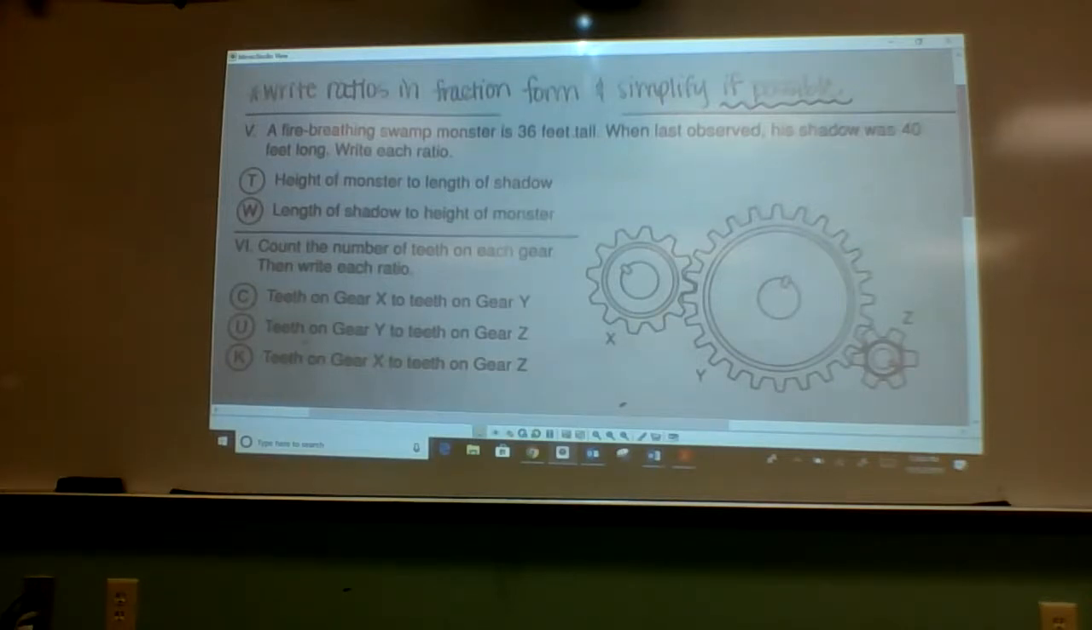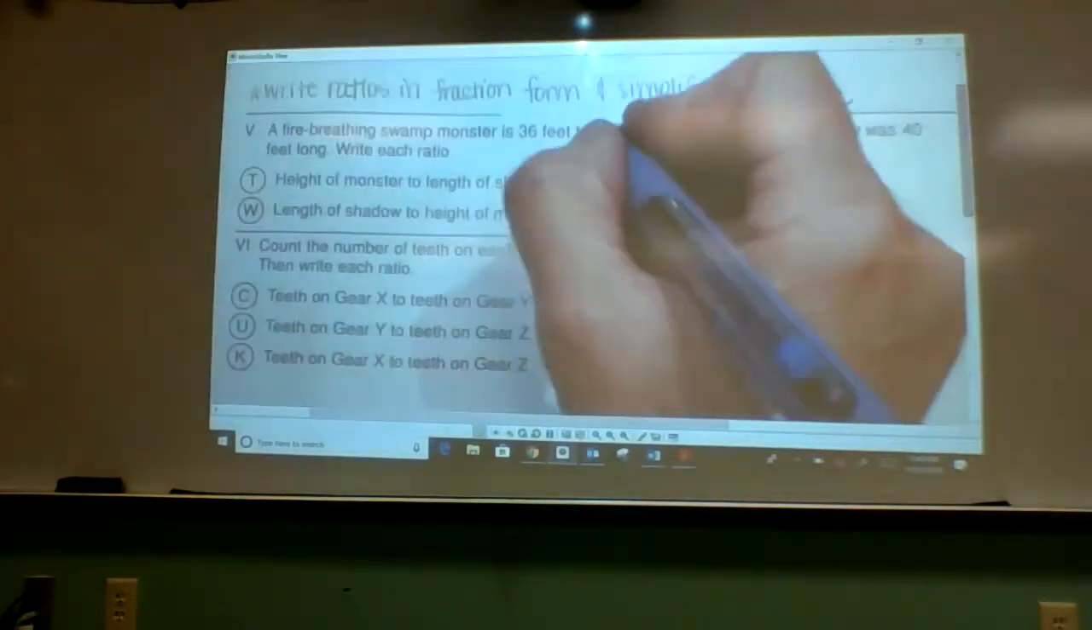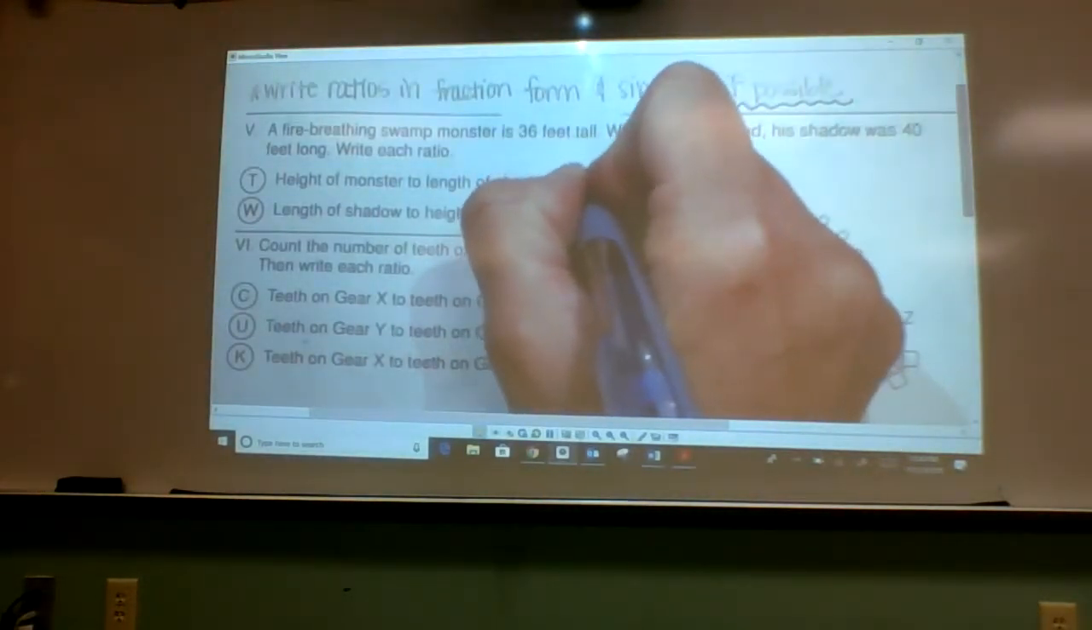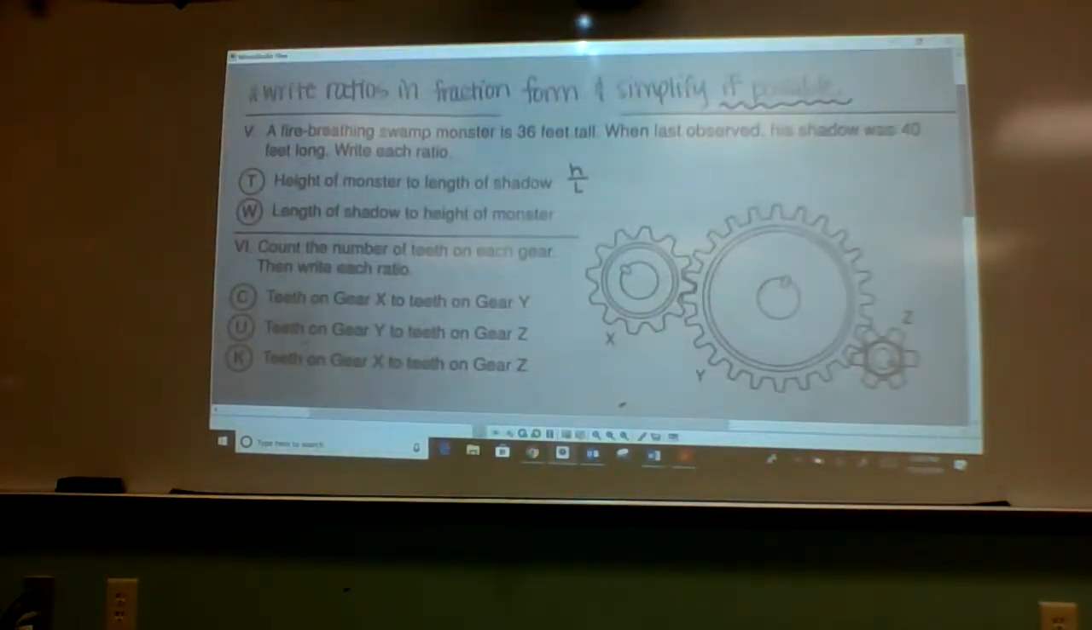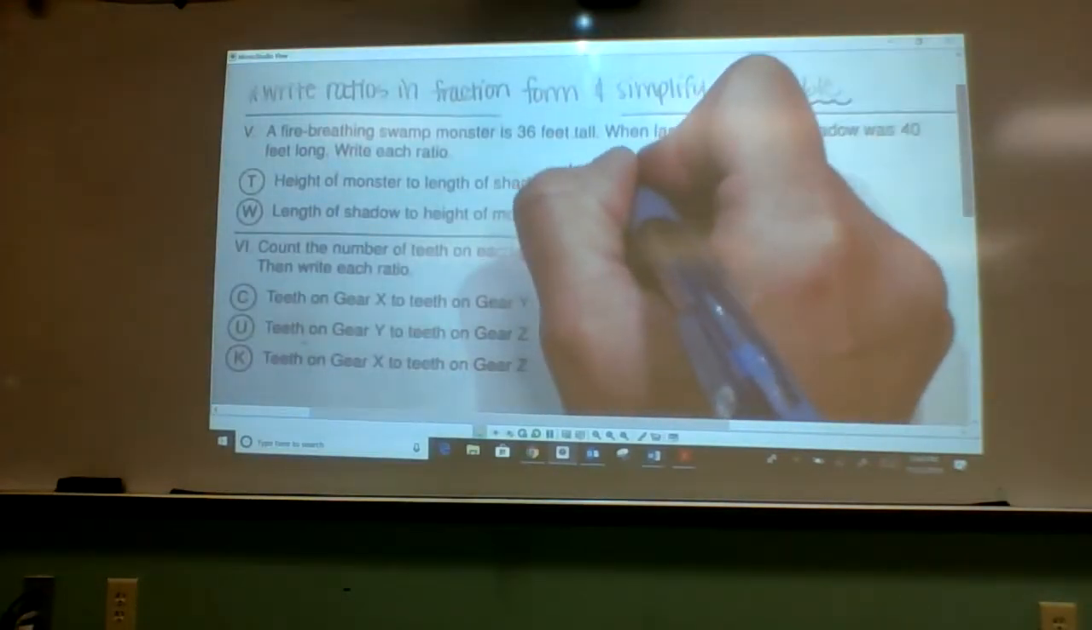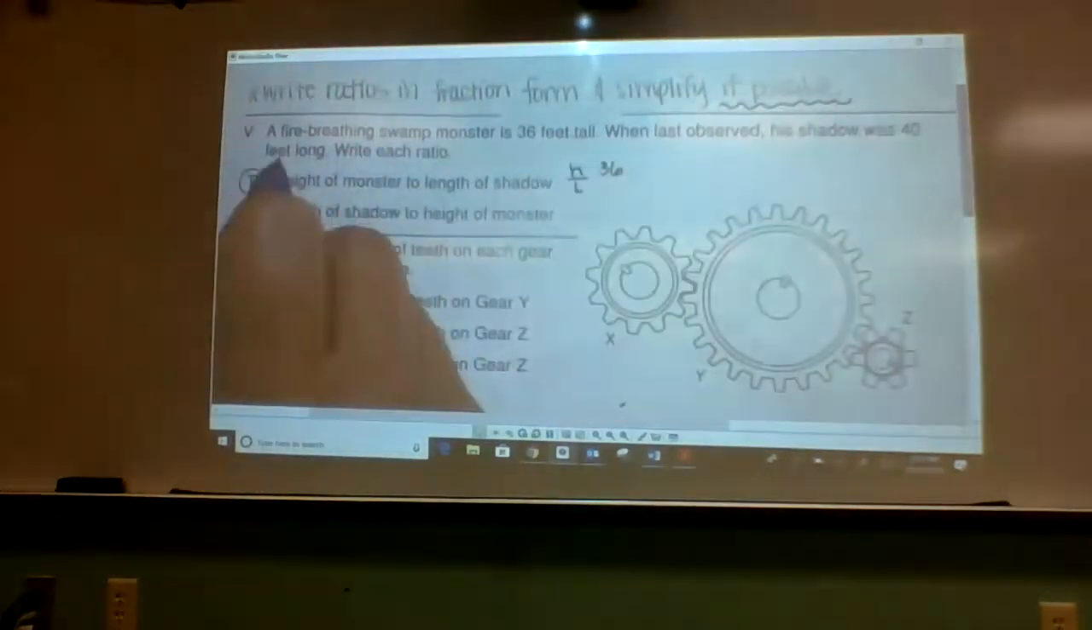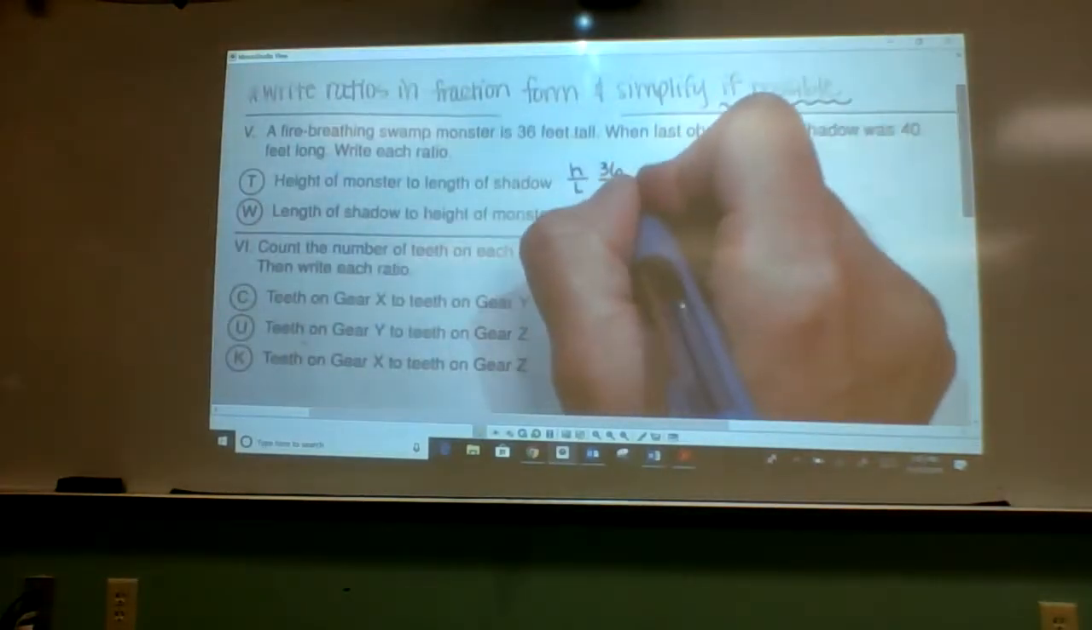It says a fire-breathing swamp monster is 36 feet tall. When last observed, his shadow was 40 feet long. Write each ratio. So the first one says the height of the monster to the length of his shadow. So we're just going to abbreviate it as height to length, H to L. And if we look, it doesn't say height, but we know how tall you are is your height. So 36 is his height, and his length is how long his shadow is. That's going to be 40.